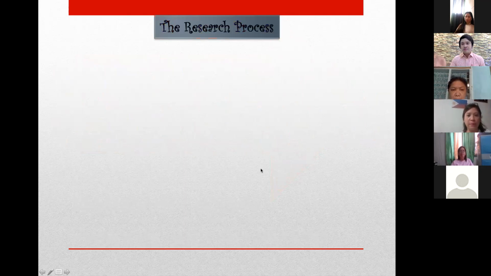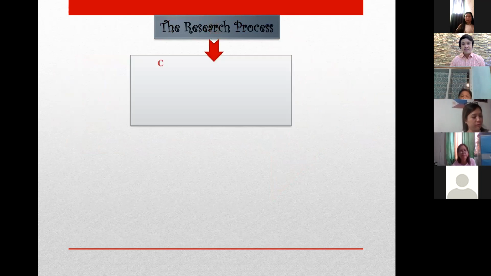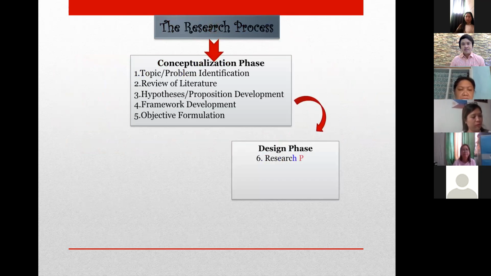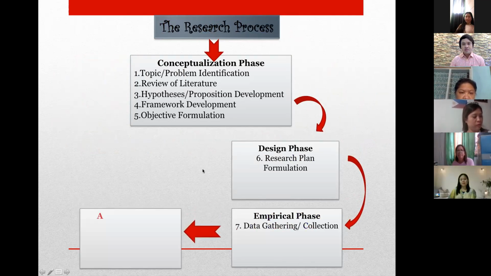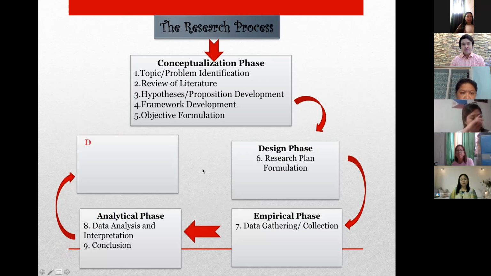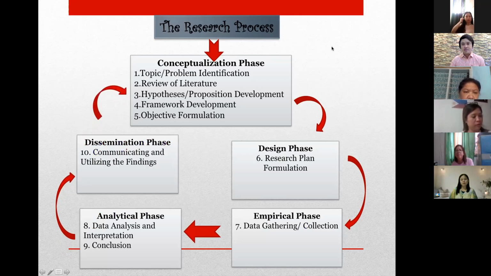So meaning to say, we will now go to the highlight of our discussion. This is about research process, and there are 5 phases that are involved in doing a research paper. And one of them is what we call conceptualization phase. I will first focus on conceptualization phase. And the first phase is topic identification. You need to identify a topic or what we call variable, either independent or dependent variable.